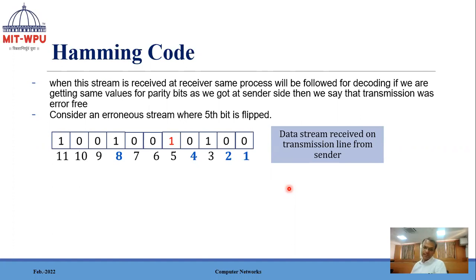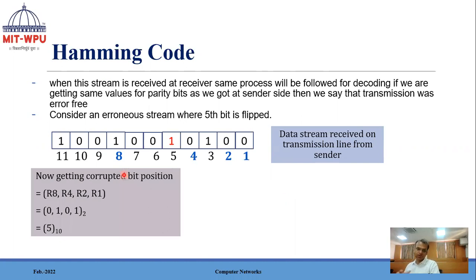So here is the example. Let's say the 5th bit is changed. How will the receiver come to know that there is a problem with the changed data? So when you calculate R1, R2, R4 and R8 again, then you'll come to know there is some problem. It doesn't match with the original data, the original parity bit and the next parity bit.